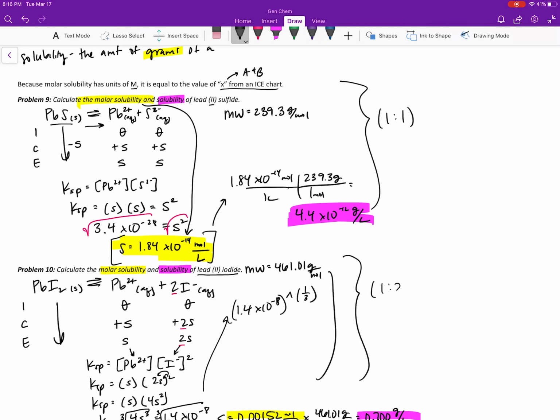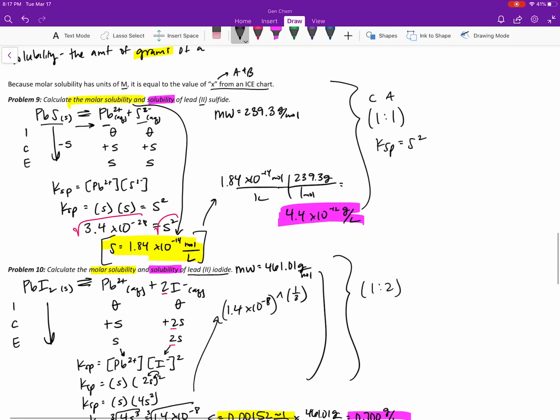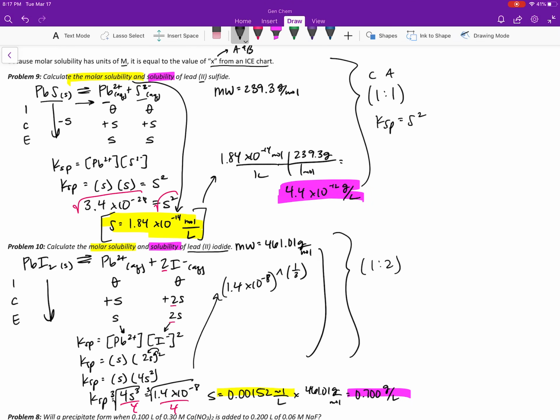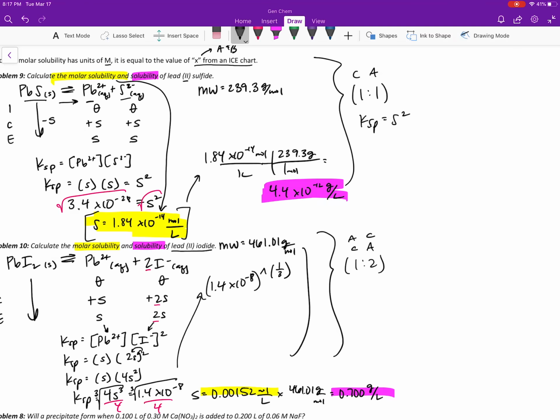But I did want to point out, and you probably may have heard me say that before the video cut out, that anytime you have a 1-to-1, meaning one cation, one anion, then the KSP expression is always going to be S squared, no matter what. Anytime you have a 1-to-2, can be cation, anion, anion, cation, doesn't matter, as long as it's 1-to-2, the KSP expression is always going to be 4s cubed, no matter what.